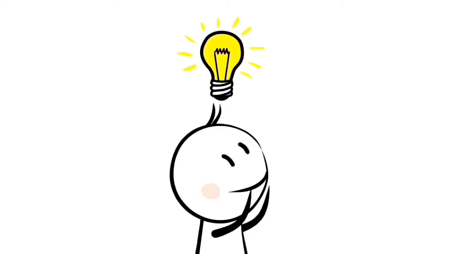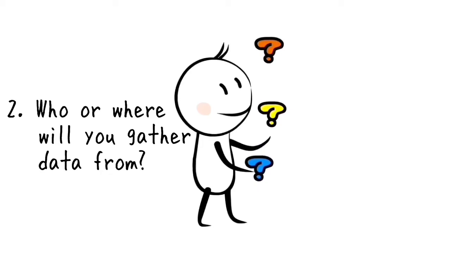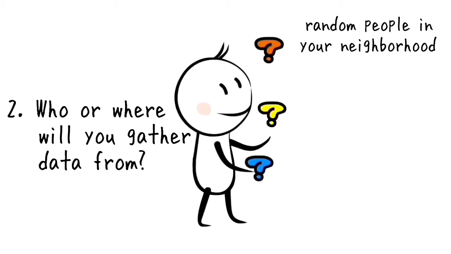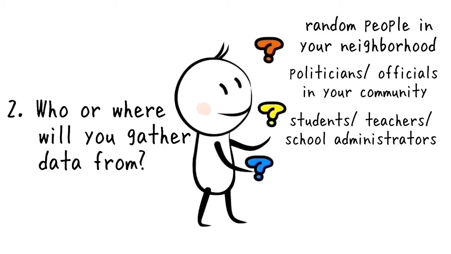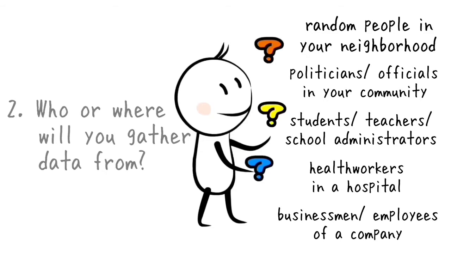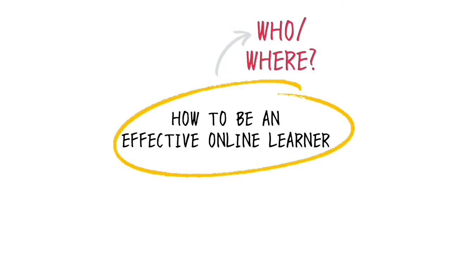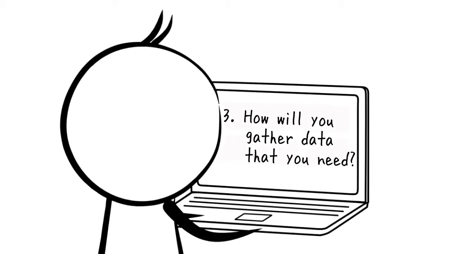Moving forward, the second question to answer is, who or where will you gather data from? Will it be from random people in your neighborhood? Will it be from politicians or officials in your community? Will it be from some students, teachers, or administrators of a school? How about from health workers in a hospital? Or from business people or employees of a company? For my research, I choose to gather data from grade 9 students of ABC School, since my topic is about online learners.